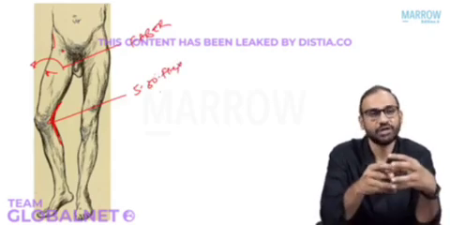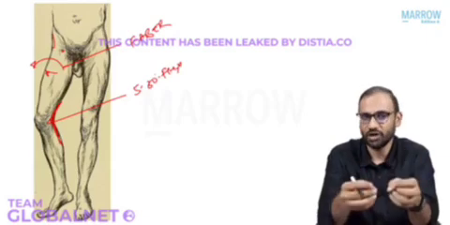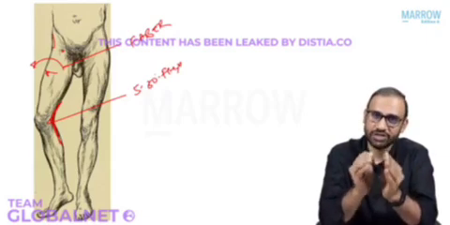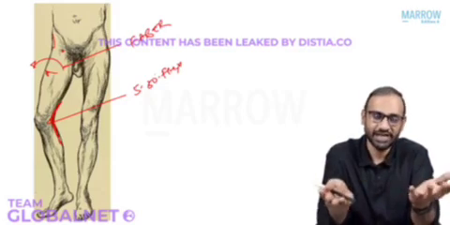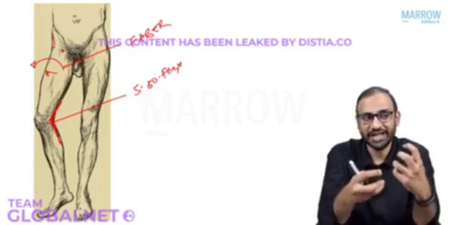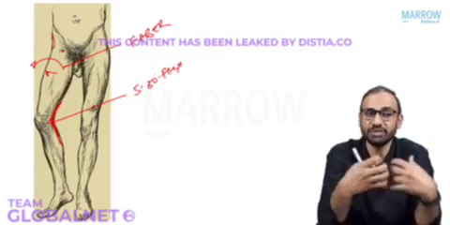In this position, the joint will have maximum volume, maximum capacity. So when it has maximum volume and maximum capacity, the effusion and the contents will not push the capsule. And when the capsule is not pushed, it's not stretched, hence the pain comes down. So whenever a patient has effusion in the joint, he will keep the limb in this position. He'll keep the knee in this position. He'll keep the hip in this position.